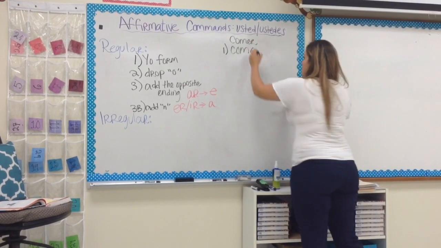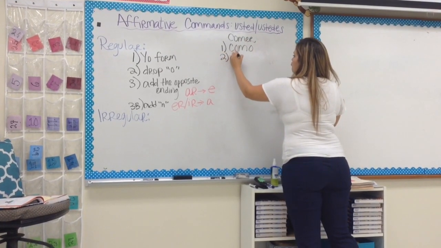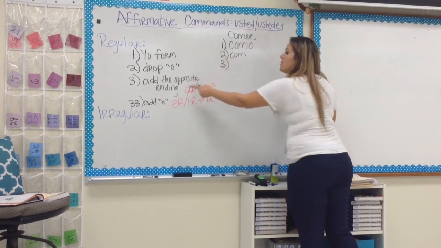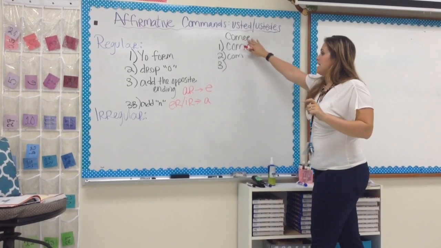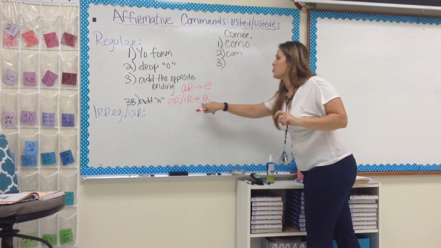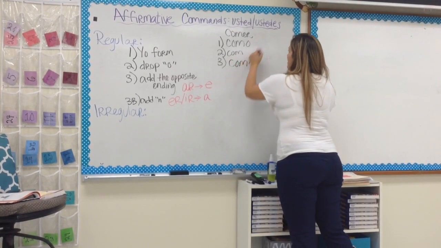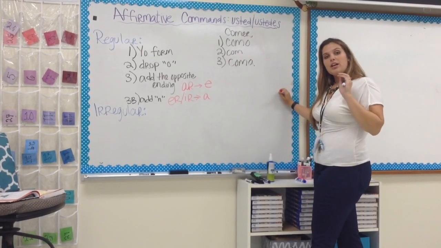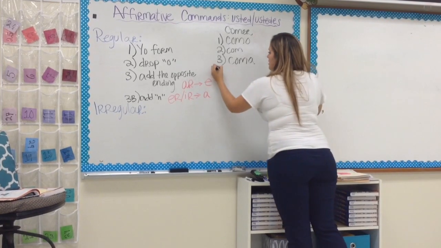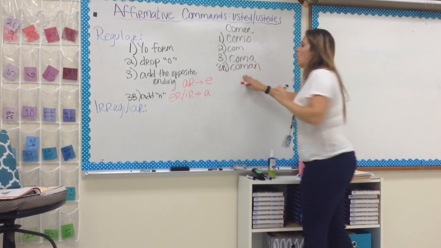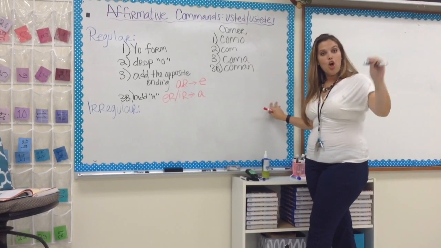Step 2 would be to drop the ending. Como. Step 3 would be to add the opposite ending. It's an ER verb, and I come back and look, that ER changes to A, so I would say coma, and because I'm talking to a group of students, it would be coman. I would tell all my students, coman.